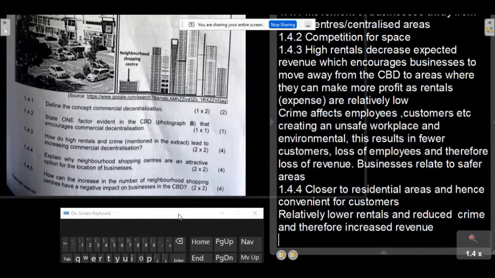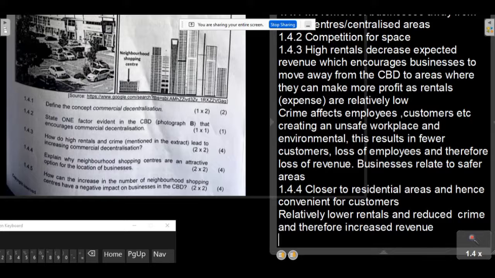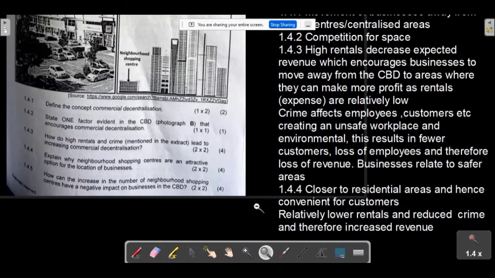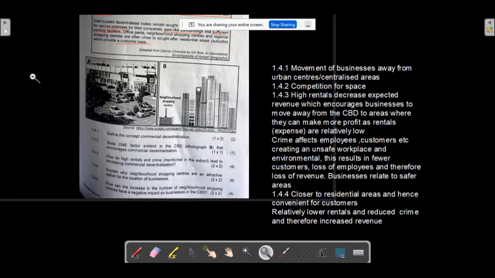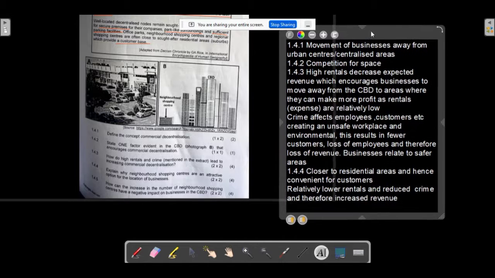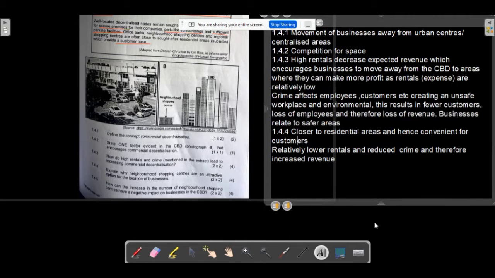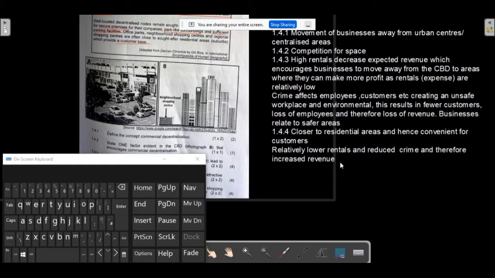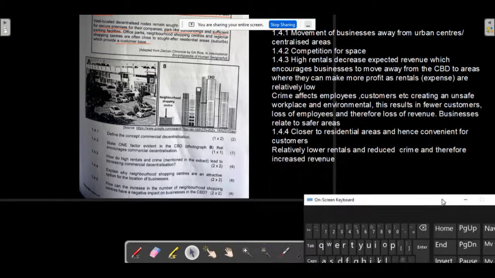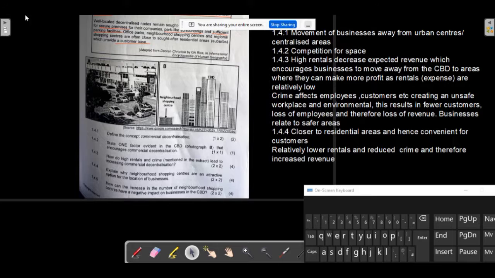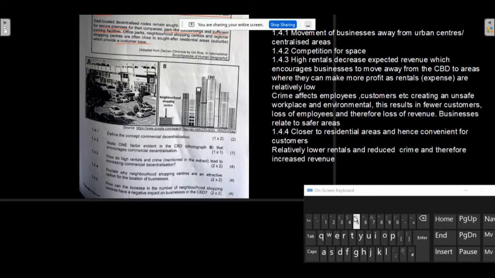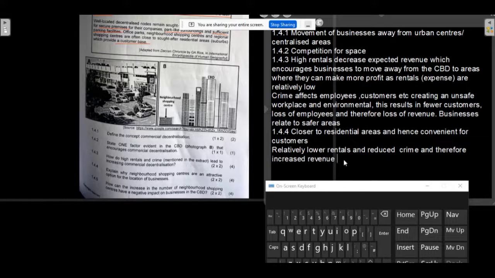Oh, let me clear this out, guys. This looks like a mess. So let's do this. Right. What else? So 1.4.5. Okay, what do we have?